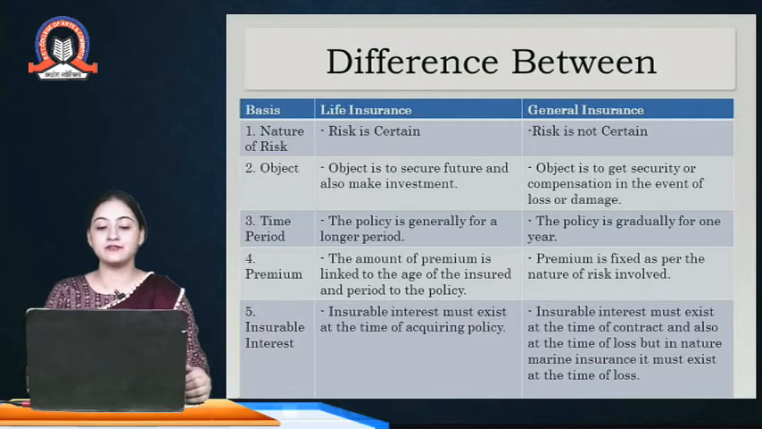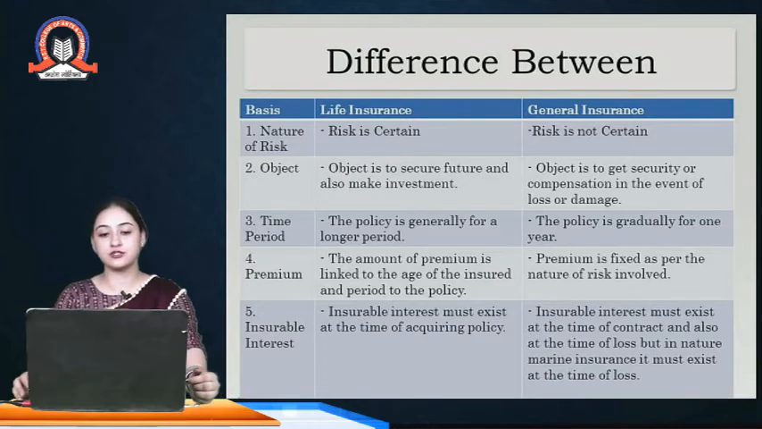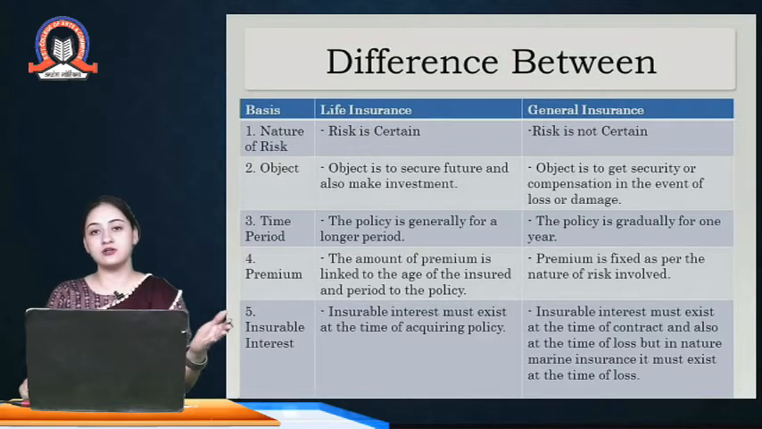Now, the difference between life insurance and general insurance is, in life insurance the risk is certain, but in general insurance the risk is not certain. The objective is to secure the future and to make an investment in life insurance, but here we are focusing on the current situation, to get security against the damage or the loss which we have faced.